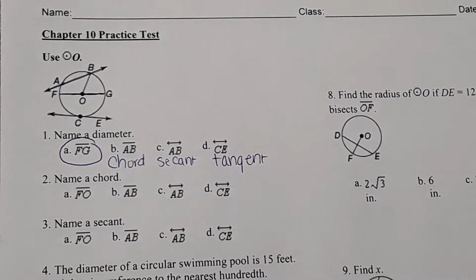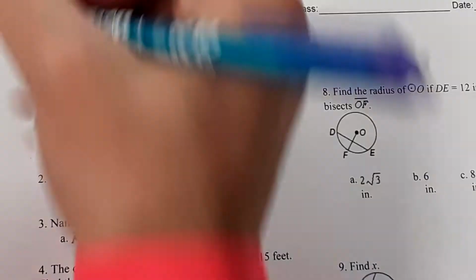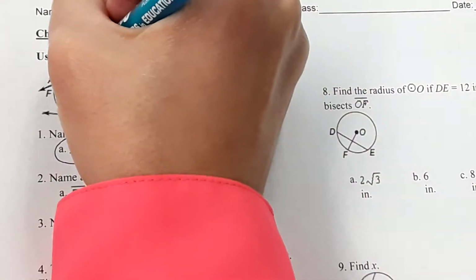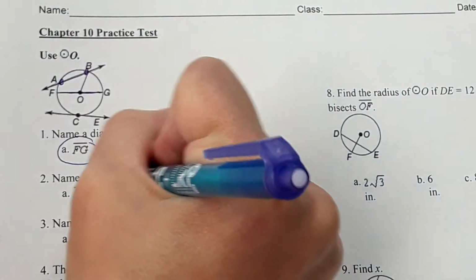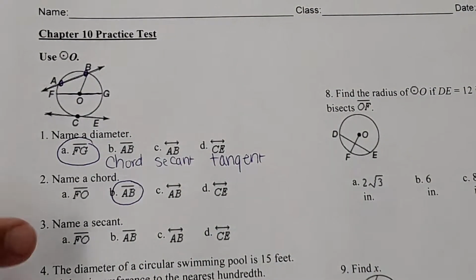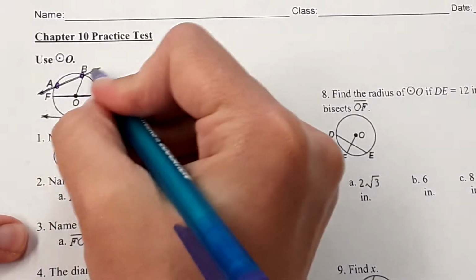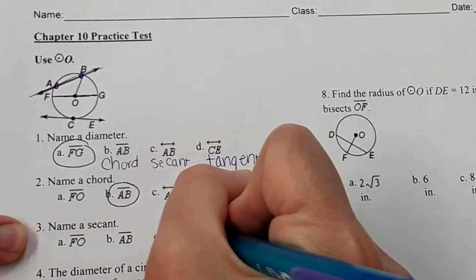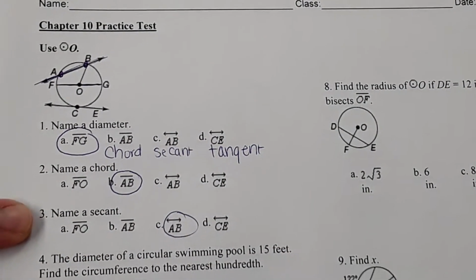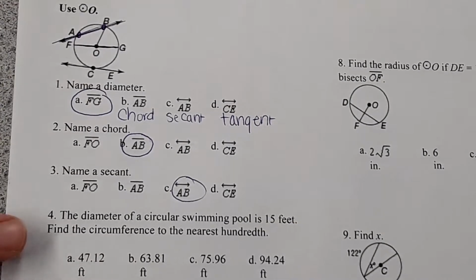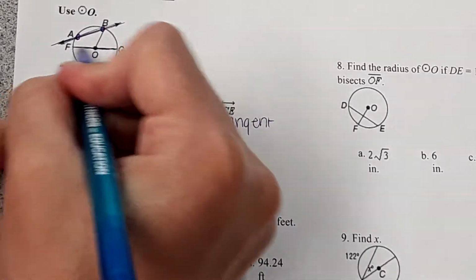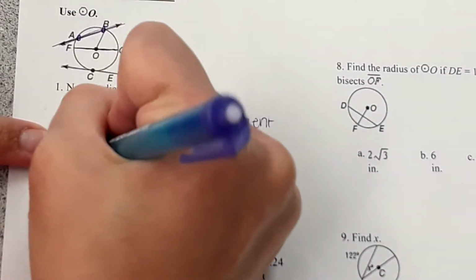Number 2, it says name a chord. A chord is a segment that goes across. It's going to be segment AB. And then name a secant. That's the entire line. So line AB. And then the other one that I didn't label, FO. FO would be a radius.